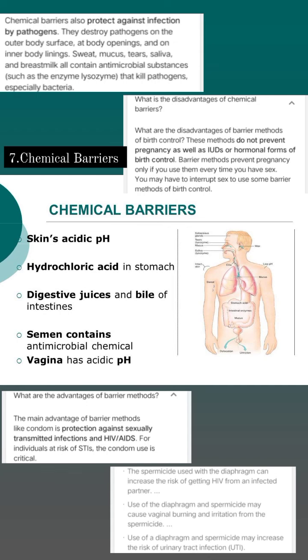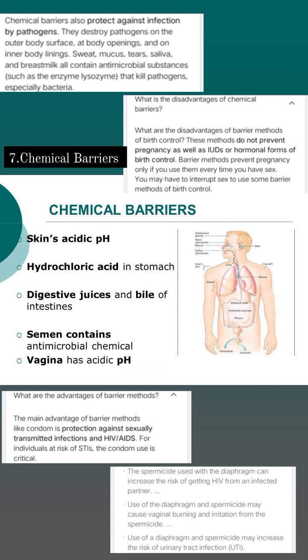7. Chemical barriers. Chemical barriers also protect against infection by pathogens. They destroy pathogens on the outer body surface, at body openings, and on inner body linings. Sweat, mucus, tears, saliva, and breast milk all contain antimicrobial substances such as the enzyme lysozyme that kill pathogens, especially bacteria. The disadvantages of chemical barriers.